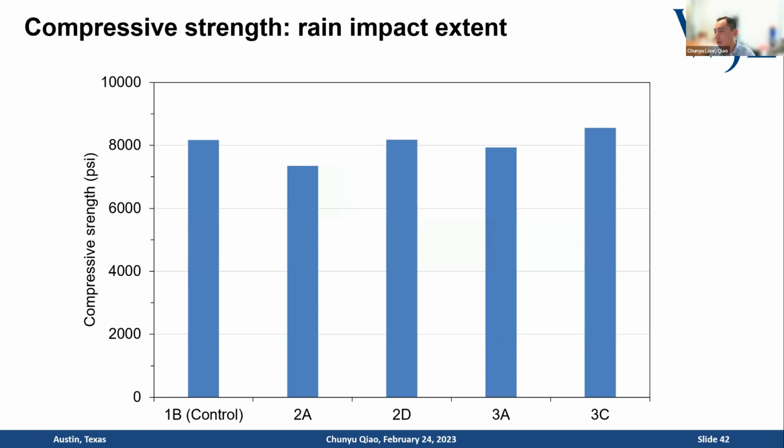We also did compressive strength tests. Like I said, the rain damage is really limited to the top surface. Of the 3 spans, span 1 is the control without rain damage. All the concrete cores from the 3 spans show very similar compressive strength, around 8,000 PSI. So overall, the quality of the concrete is not seriously affected by the rain damage.